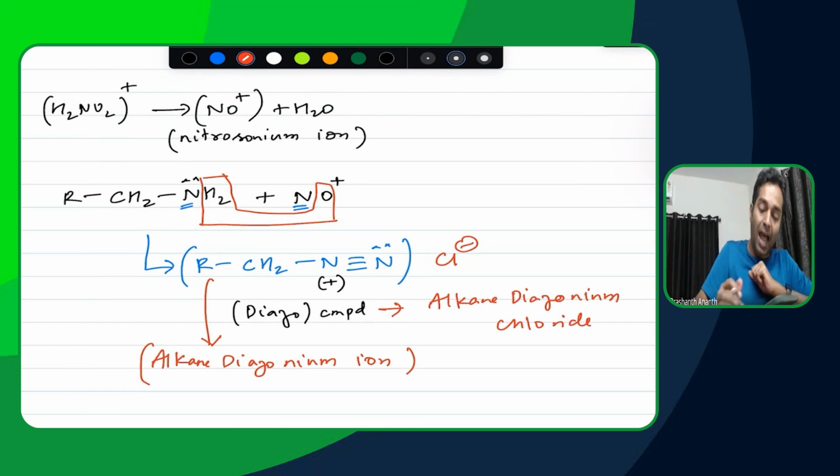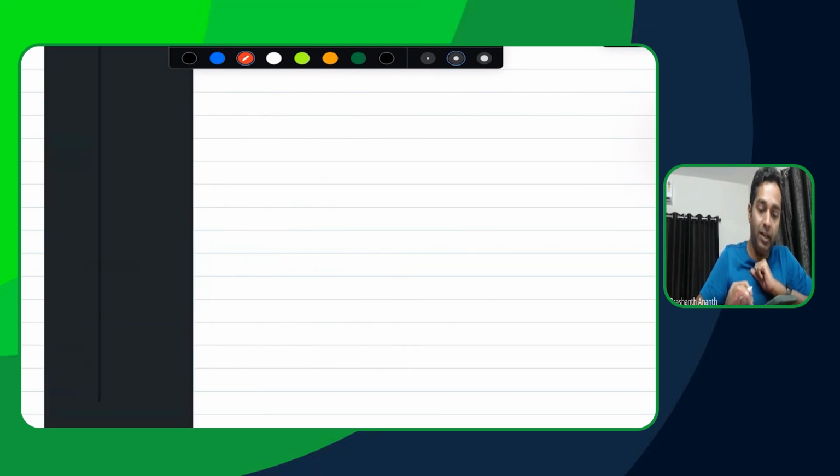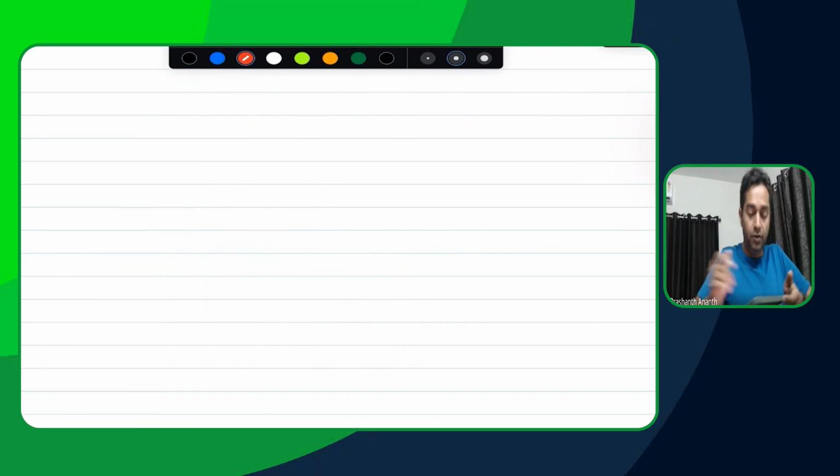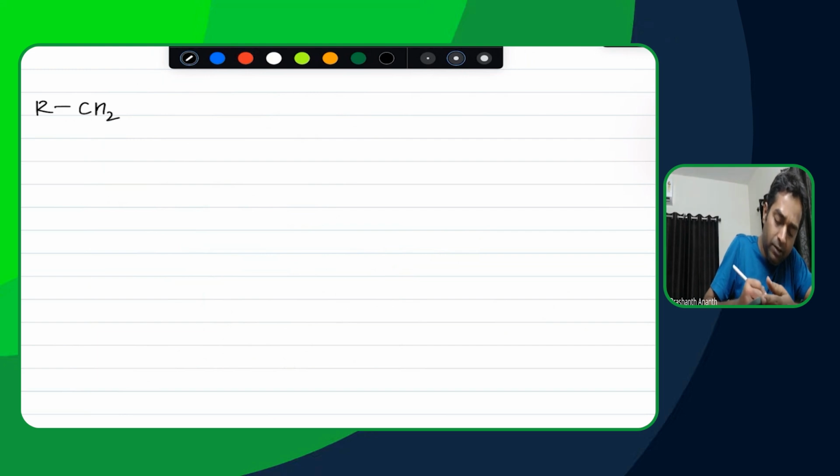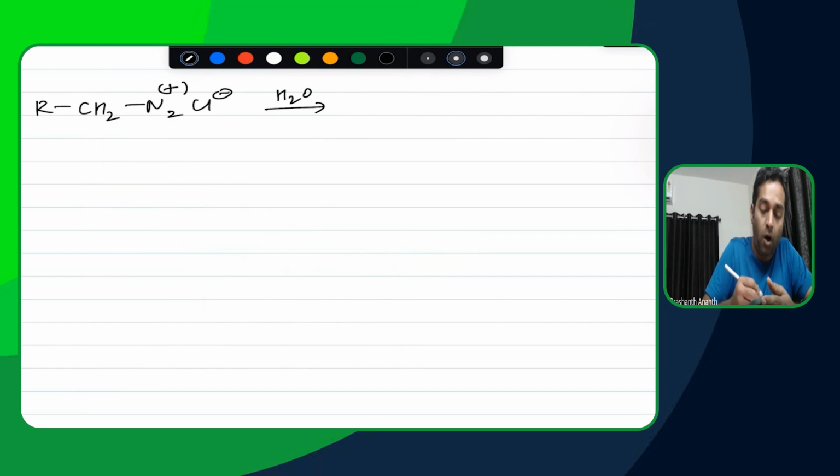Now, this alkane diazonium chloride is going to be the next species reacting in the next chapter. So we're going to have our RCH2N2+ Cl-. Now this is going to be reacting with water, or you can also use H3O+, and simple warming will basically get the job done easily.